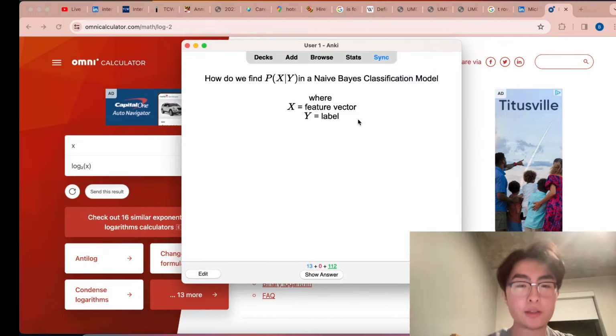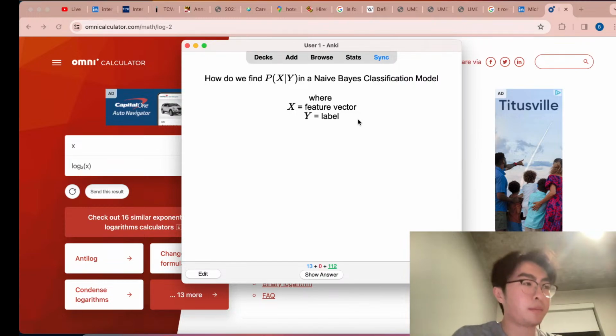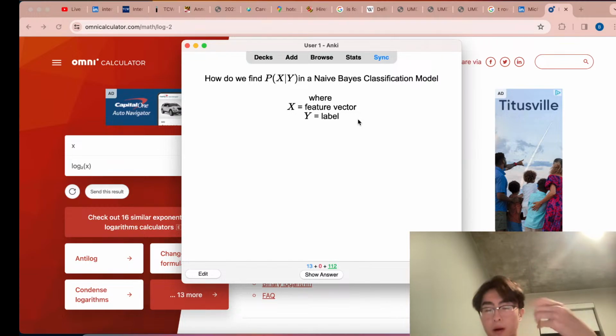And so what naive Bayes assumes is that the two feature values are independent of each other. So the fact that I weigh 140 pounds has no correlation or no effect on whether or not I am 5'7". And so this allows us to take both of these conditional probabilities and multiply them together. If that wasn't the case, then we would have needed to compute the probability of x given y.